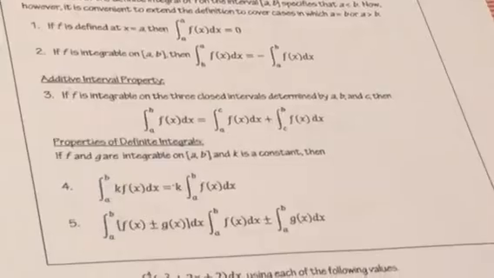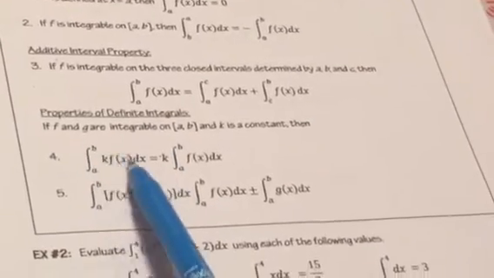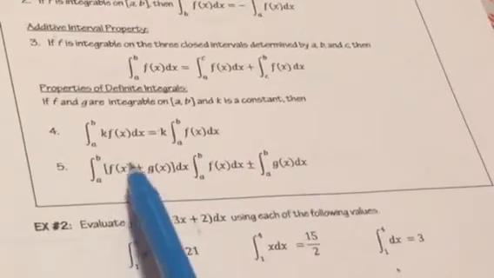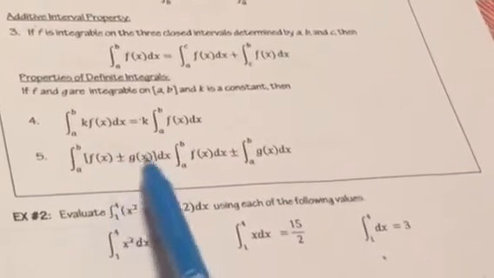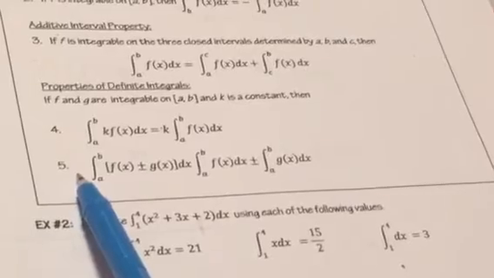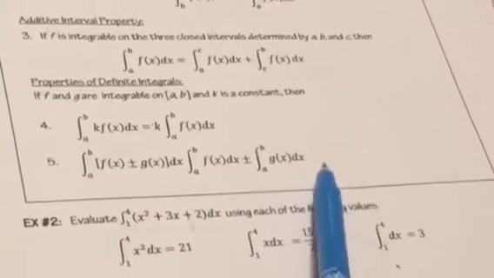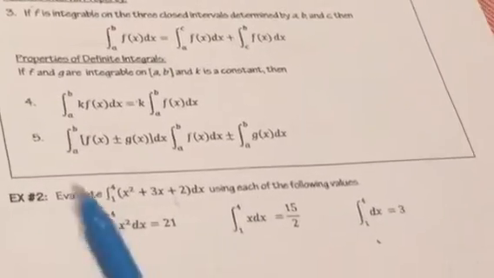Properties of definite integrals. If you have a constant before your function, simply pull it out and then integrate as usual. Or if you're adding and subtracting two functions within the integral, simply integrate the first part, add or subtract the integral of the second part. So let's look at some examples.